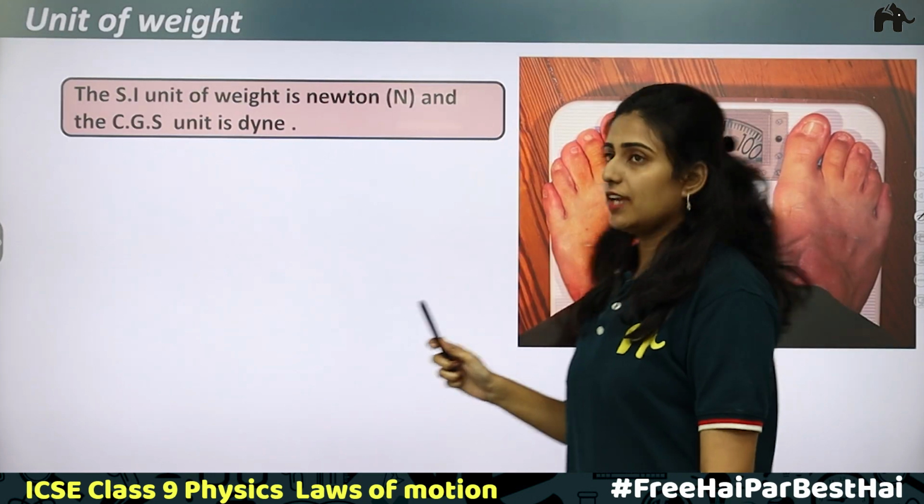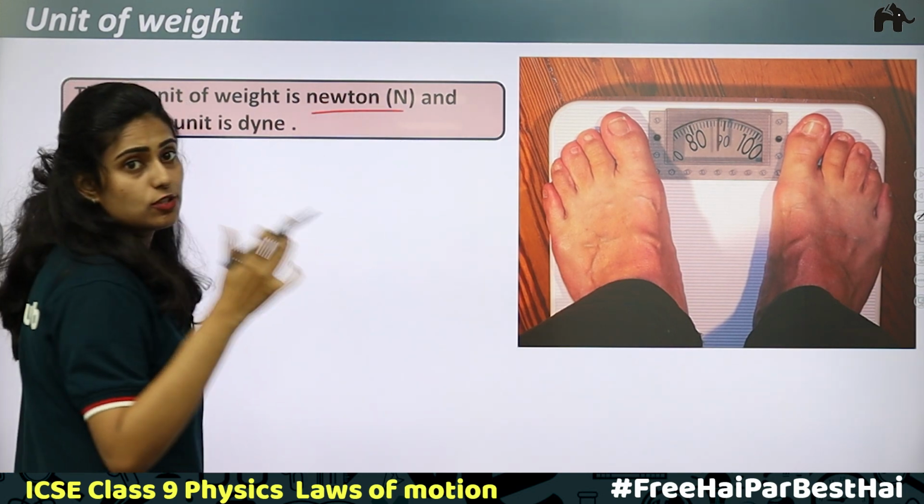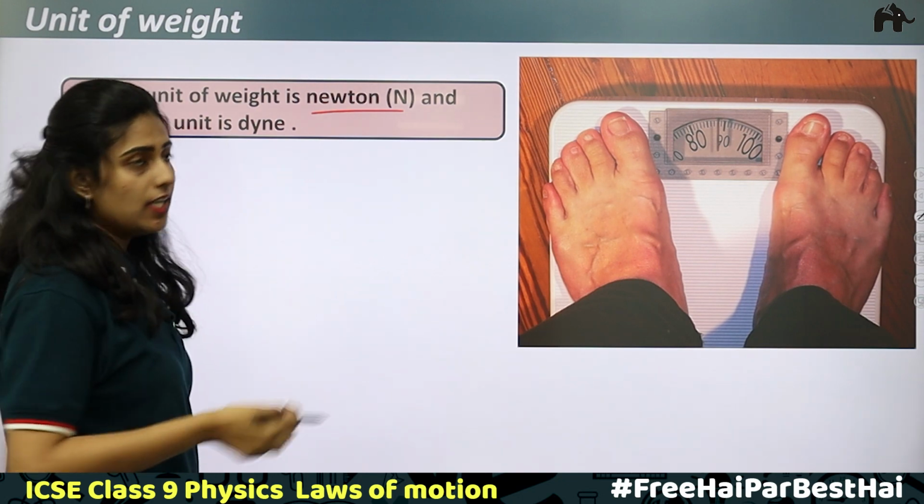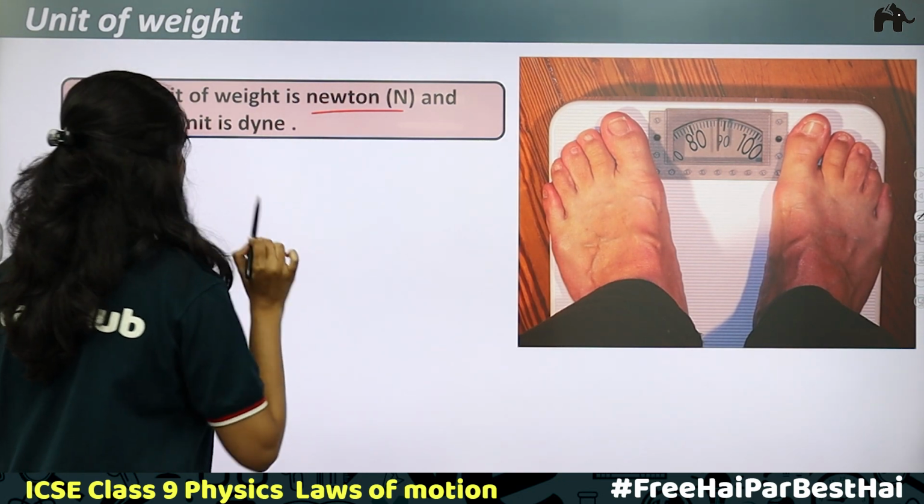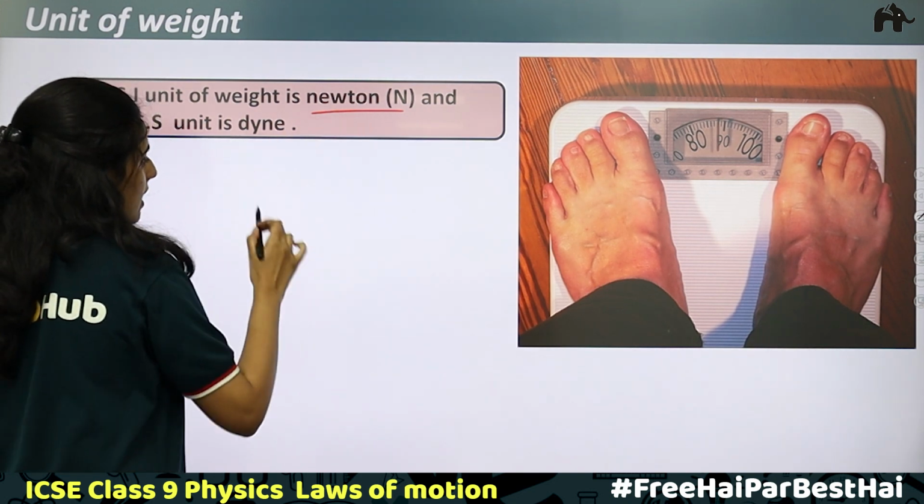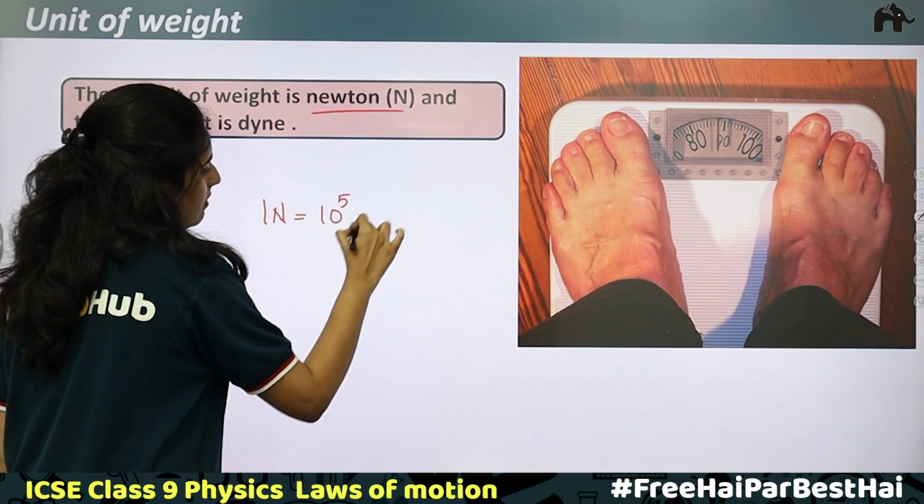Clear? Now, unit of weight, the SI unit of weight is Newton. Newton is a force. We have said weight is a force. It is a force of gravity acting on a body. The SI unit is Newton and the CGS unit is dyne. There is a relation between this Newton and dyne. 1 Newton will be equal to 10 raised to 5 dyne.